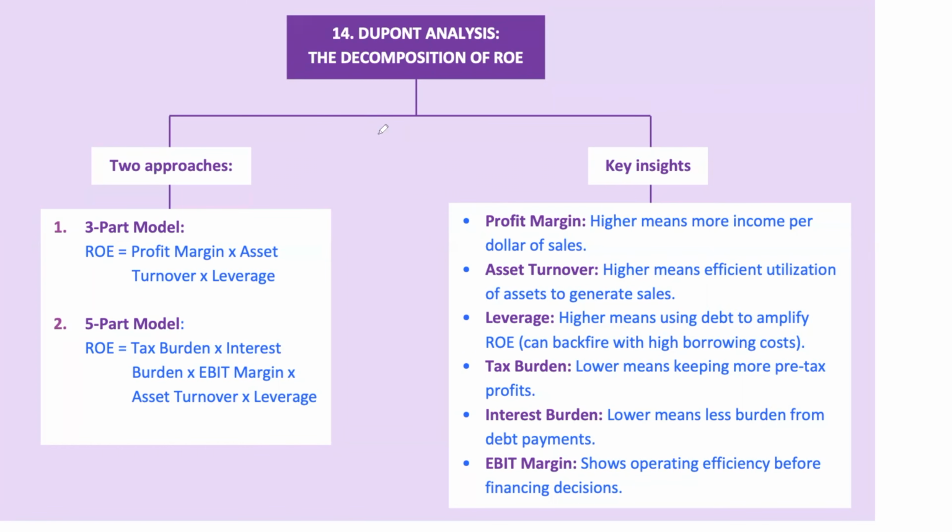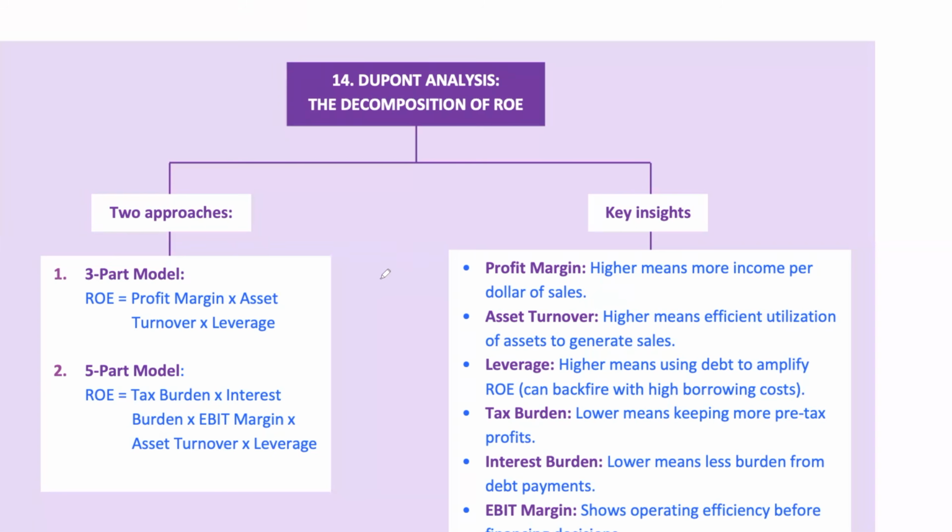It's like taking a car apart to see what makes it run, whether it's the engine, the tires, or the fuel. The decomposition reflects ROE as a function of a company's efficiency in generating profits, its operating profitability, its tax burden, and its use of financial leverage. Now, let's break these down. The first formula we look at is for return on assets, ROA.